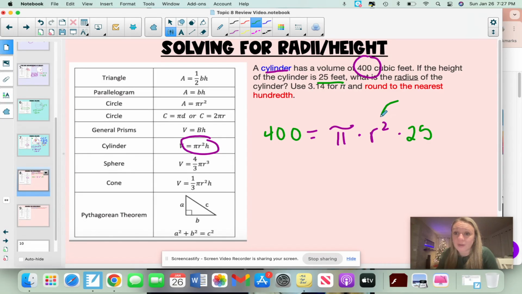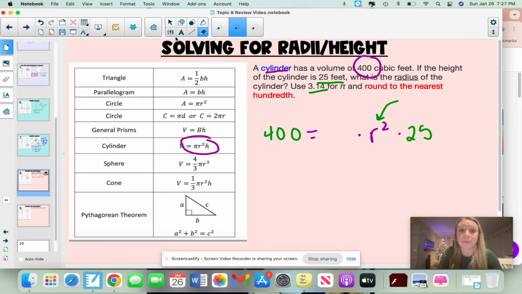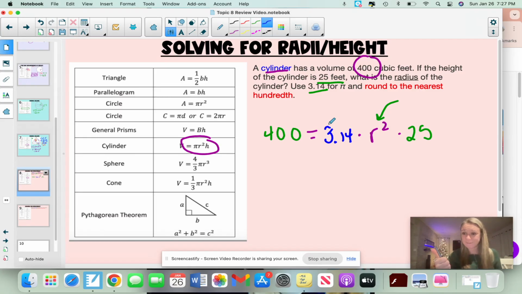What is the radius of the cylinder? So we're solving for radius. Oh, and we get to use 3.14 for pi. And then at the end, we'll look at our rounding. So I'm going to erase this pi and I'm going to put in a 3.14. Okay, so I wrote out my formula. I erased my variables and I plugged in the given information. And now it's kind of time to clean up and solve.